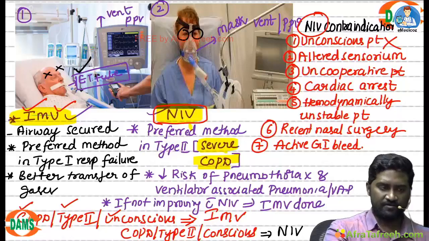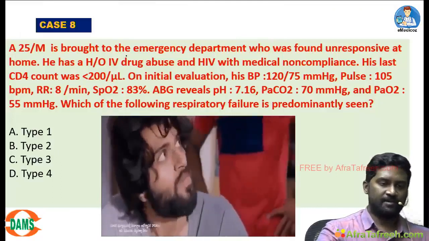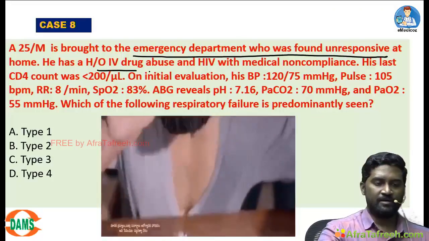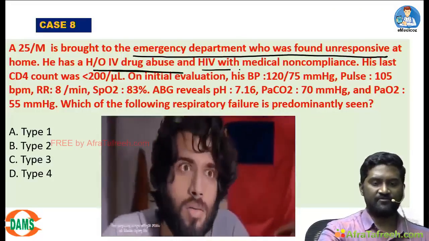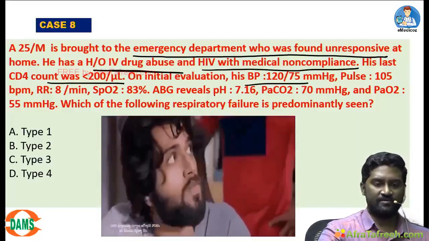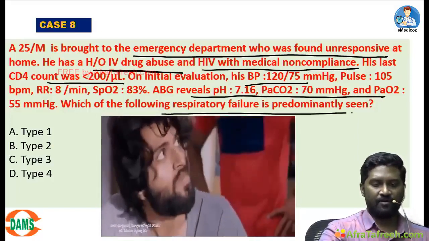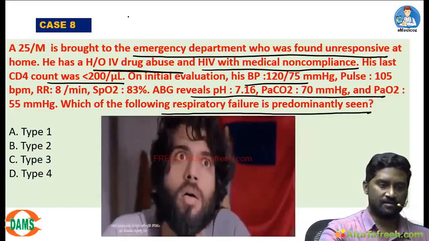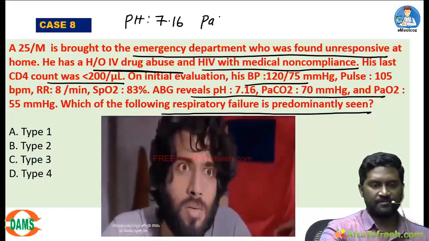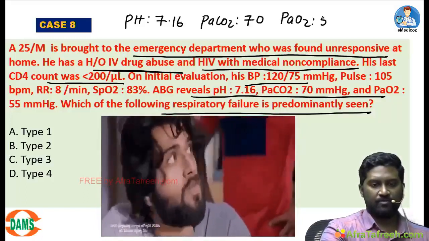Let us try to solve a question. Case number 8. There was a 25-year-old male patient like this. He was brought to the emergency department, found unresponsive at home. He is having IV drug abuse, HIV, medical non-compliance, CD4 count was low. On initial evaluation, his vitals and ABG parameters are given. They are asking you which of the following respiratory failure is predominantly seen. Now if you notice here, his pH is 7.16, his PaCO2 is 70, his PaO2 is 55.